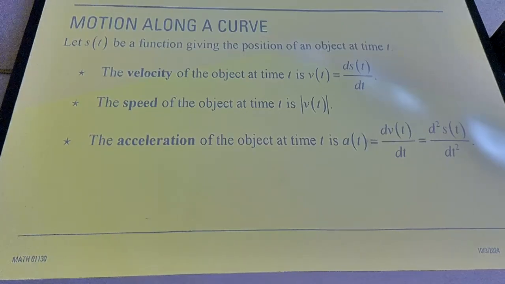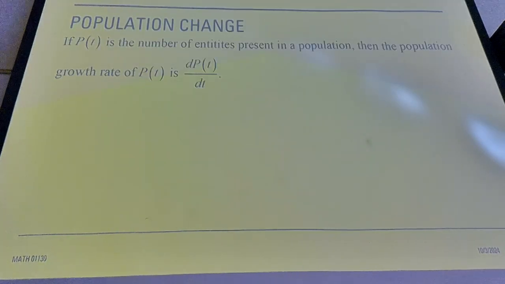Another common use, population change. P of t is the number of entities present in a population. Population growth rate would be dp/dt.